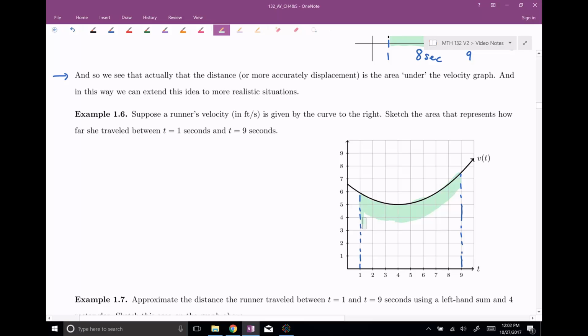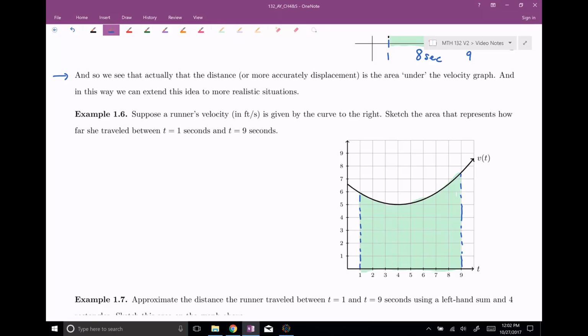But this time, it's not going to be just a nice rectangle. We have some more complicated shape here. And in fact, I don't know an area formula for this more complicated shape, right? It has some curvature to it, but it doesn't look quite circular. So I don't know what the area formula for this is.